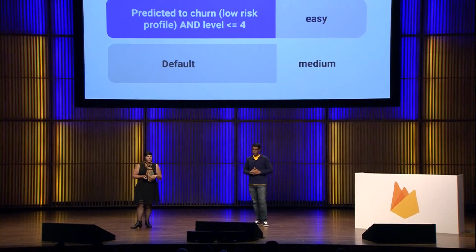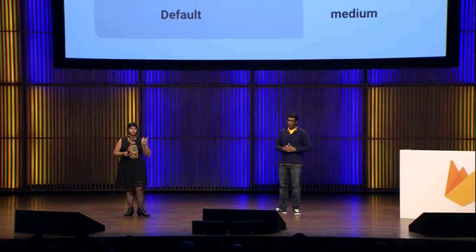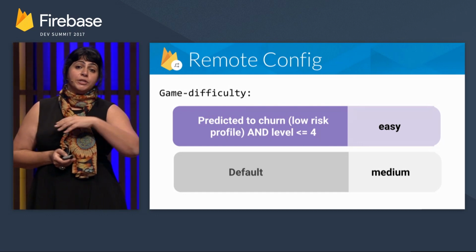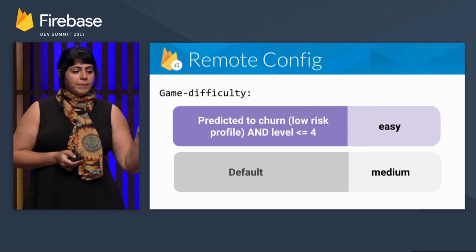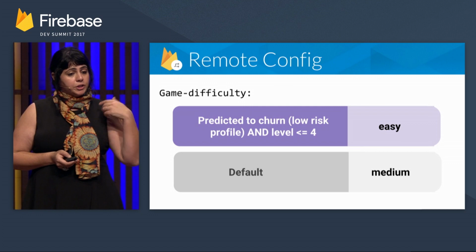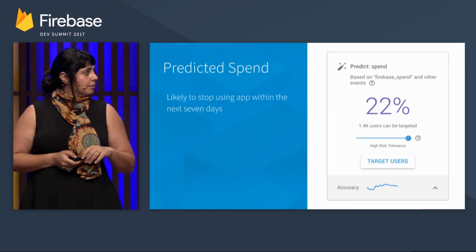So for example, I can say that if this user group is predicted to churn, and they also have not reached level 4, then I'm going to change the default difficulty for the game server side to easy instead of medium. This way, I'm not affecting the experience of the majority of my user base, but I'm doing something very targeted to those who are going to churn, because I think that's going to help them stay in the app if they get to experience that moment of joy at level 4. That sounds like a good strategy.